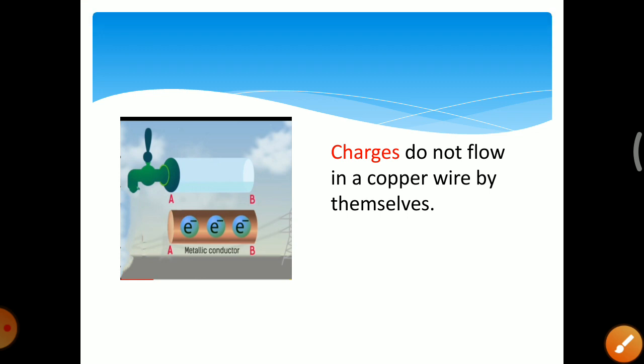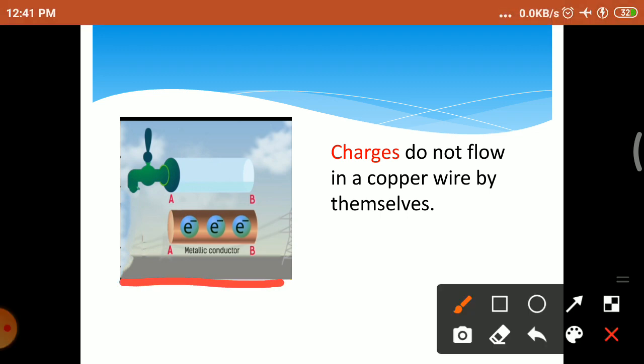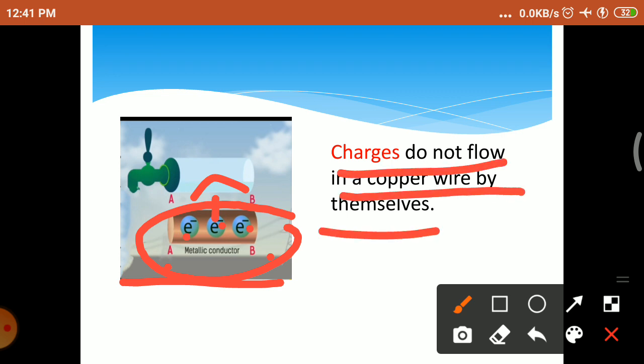The same applies if you take a conductor, which consists of electrons. Every conductor consists of atoms, and each atom consists of electrons. When there is no pressure difference at A and B, there is no flow of electric charges, the same as with water. So charges do not flow in a copper wire by themselves.